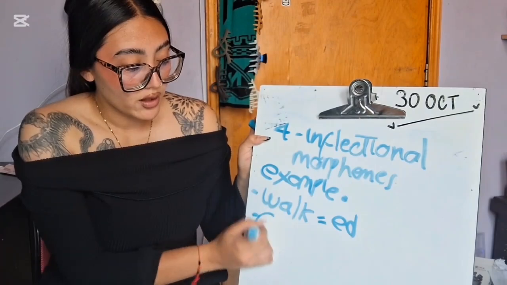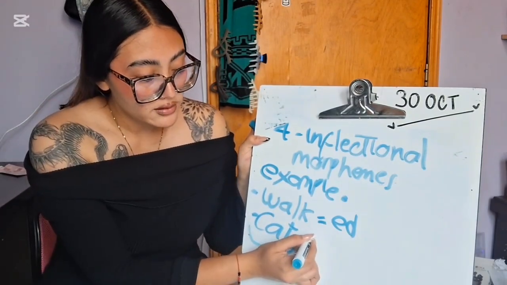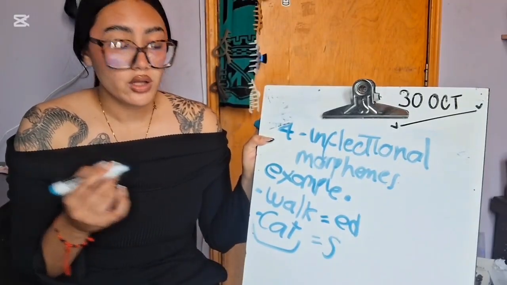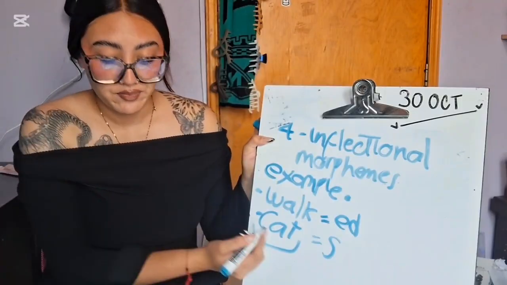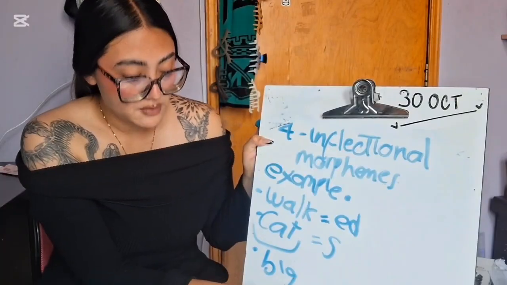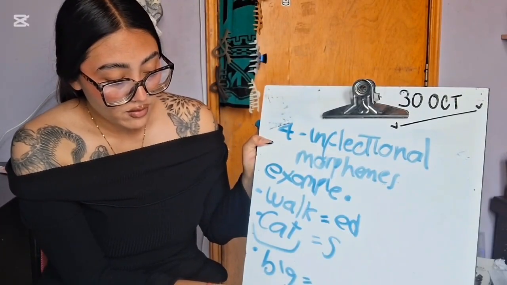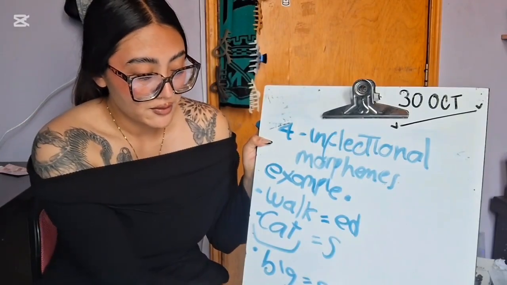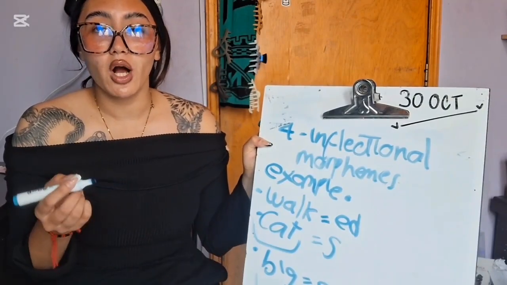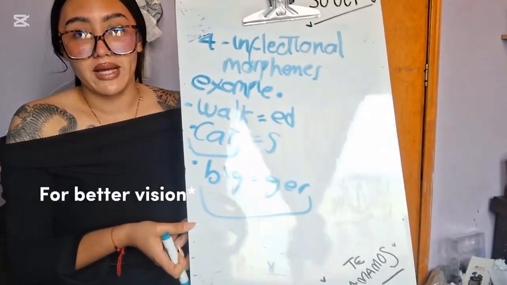So the second, cat, and you can add s. So the word will become cat in plural. And the last one, big. In Spanish, that means grande. To this word you can add er, and the word will become bigger.